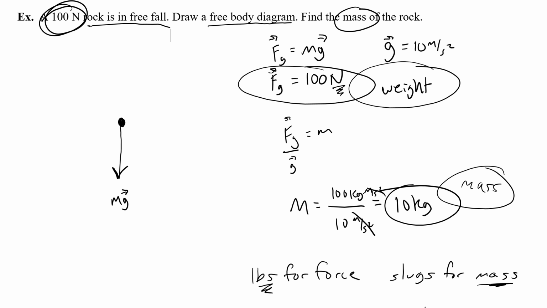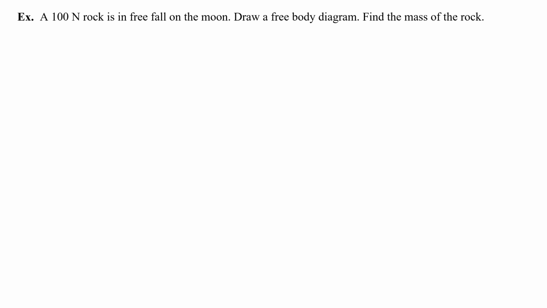Now, another way to understand the difference between the weight of an object as a force and its mass is to think about this exact same problem but on the moon, where there is less gravity. So a 100 Newton rock is in free fall on the moon. Draw a free body diagram, find the mass of the rock. Well, the free body diagram looks basically the same. mg for the weight of the object.